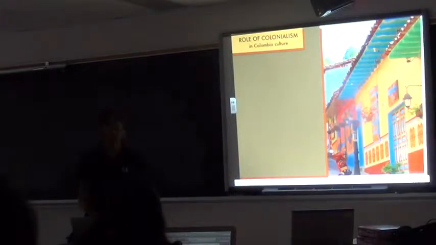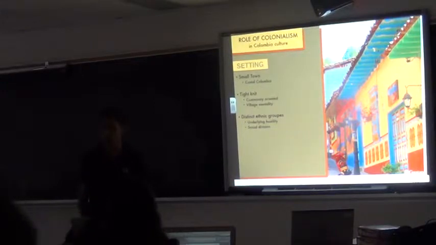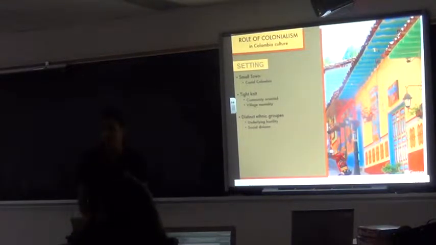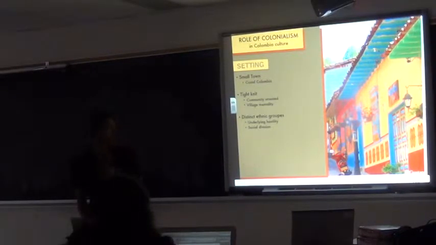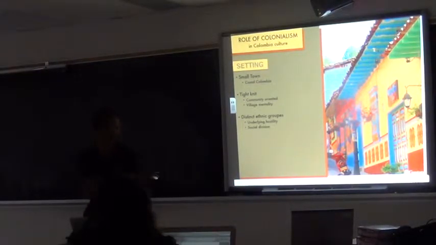So now to the book, we have the setting. The setting of the book is a small town, Cota, Colombia, a tight-knit, community-oriented village. All these people are close together, somewhat related, somewhat not, but all the families know each other, and it's a very village mentality. However, there are still distinct ethnic groups, not least underlying hostility and social division. That leads to some social division, but just like us, there's Arabs, whites, Spanish, whatever.